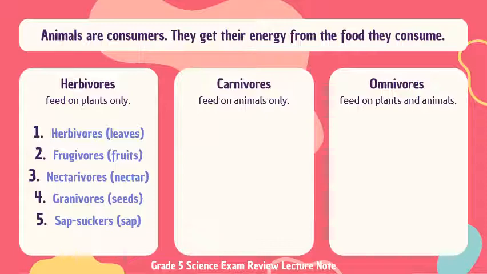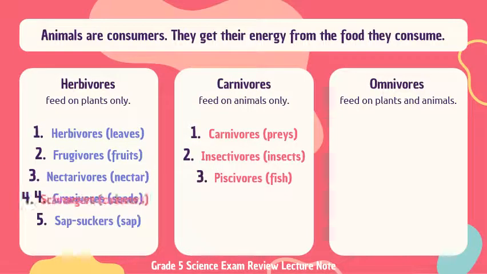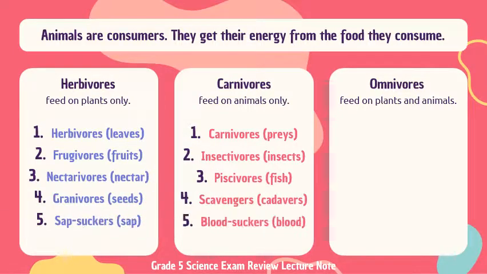Carnivorous animals are also classified into 5 different classes: carnivores, insectivores, piscivores, scavengers, and bloodsuckers. Carnivores hunt other animals and feed on their meat. Insectivorous animals feed on insects. Piscivorous animals feed on fish. Scavengers eat cadavers or animals killed by other animals. Bloodsuckers suck blood.